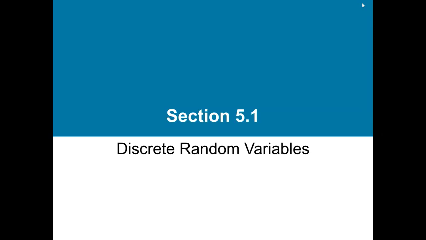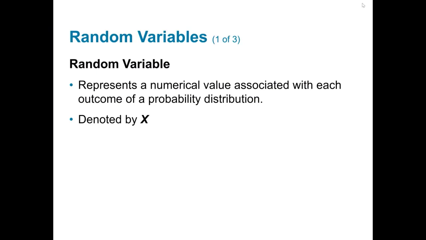So today we're going to be talking more about probability, but we're going to start talking about a particular type of probability, which is a discrete random variable. Essentially, random variables are just the name we give to these outcomes from probability distributions. It's what we've been talking about, but now we're actually giving it a name. A random variable is a numerical value associated with each outcome of a probability distribution.